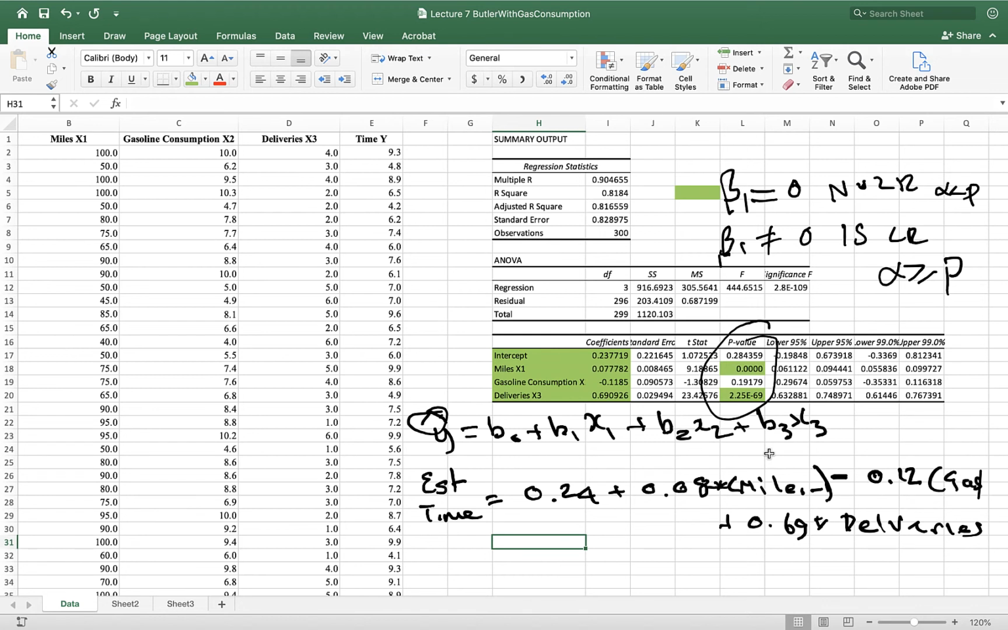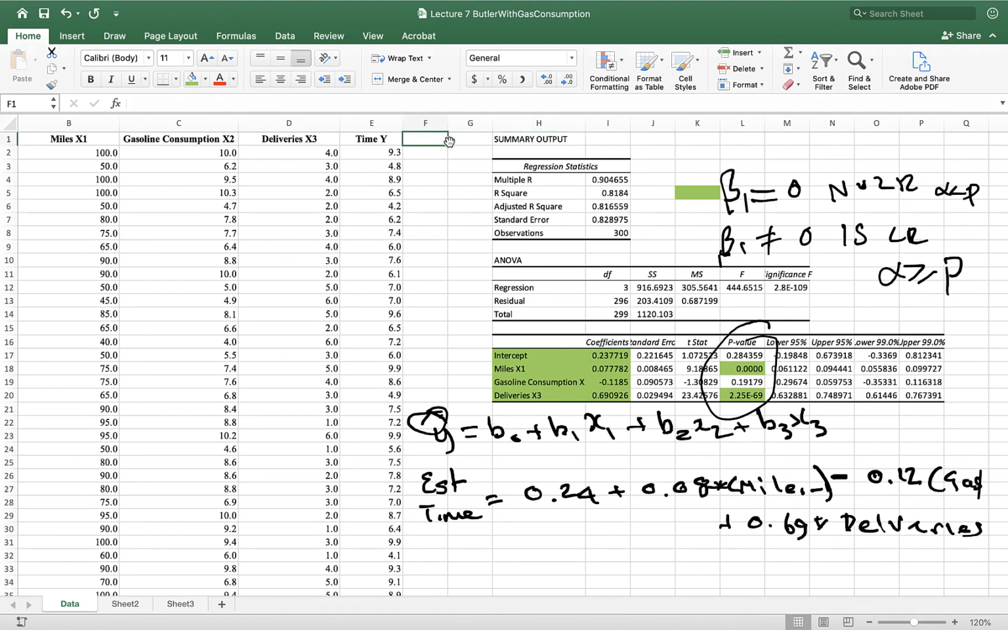Well, in short, the basic answer is that gasoline consumption and miles traveled are both counting the same thing. It's the same aspect that they're looking at. So this model's kind of saying we don't need to use gasoline consumption because miles traveled is giving us the same type of information. And this is an example of the two variables, miles traveled and gasoline consumption, being closely correlated.